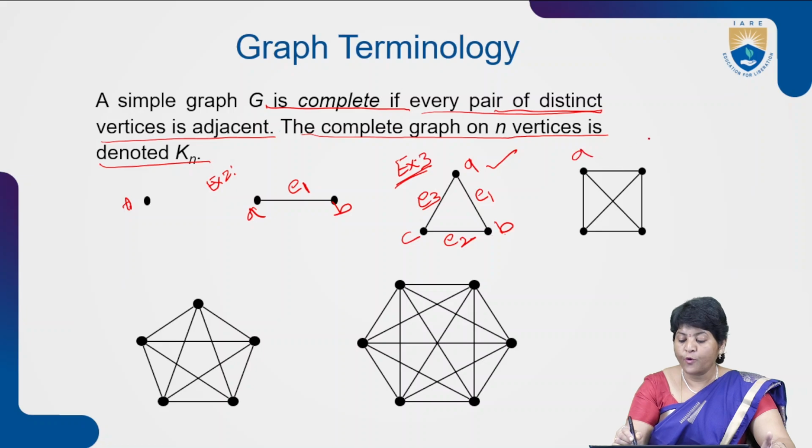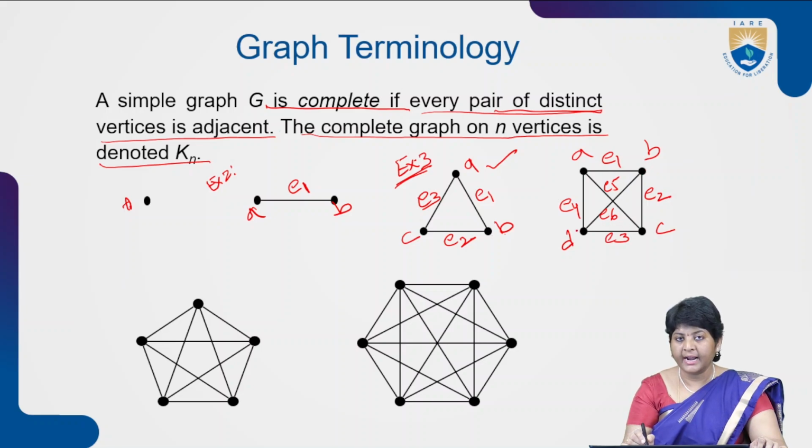Similarly, here four vertices are there, A, B, C, D, and edges E1, E2, E3, E4, E5, E6. Six edges are there. For A, the adjacent vertices are B, C and D. So A is connected to all the other three vertices. Similarly, B is connected to the rest of the three vertices A, C, D.